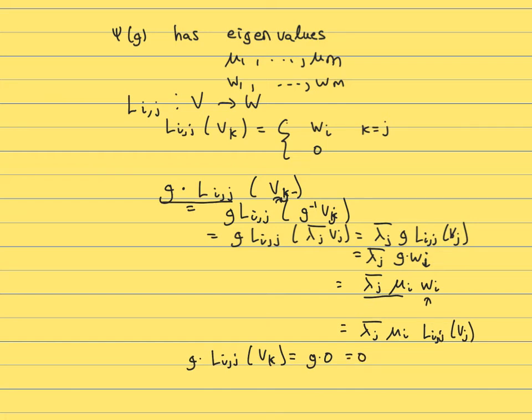So we see in fact that L_ij is an eigenvector for Hom(V, W). So we get this eigenvector for Hom(V, W) with eigenvalue lambda_i bar mu_j. Now this is just for fixed i and j.